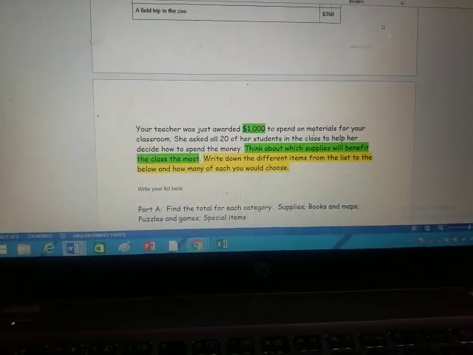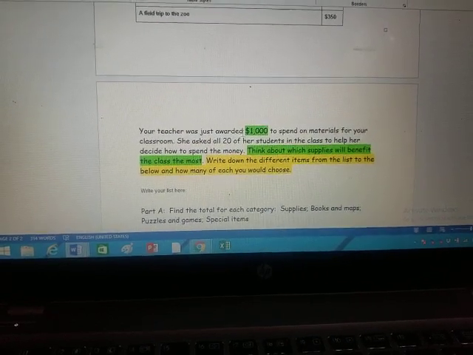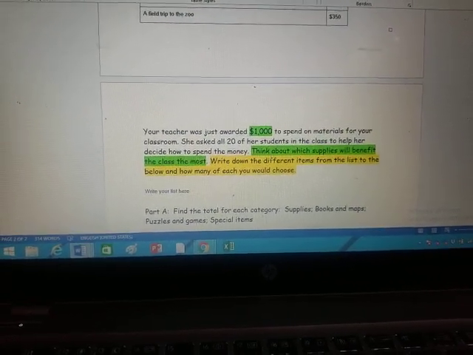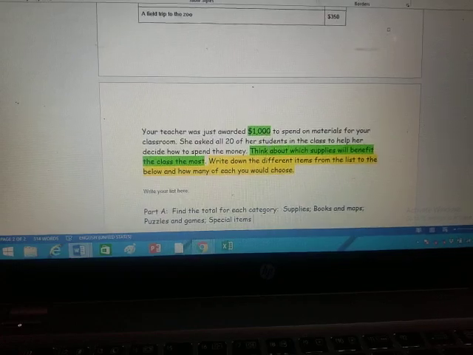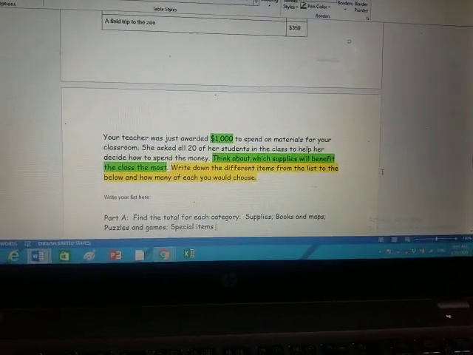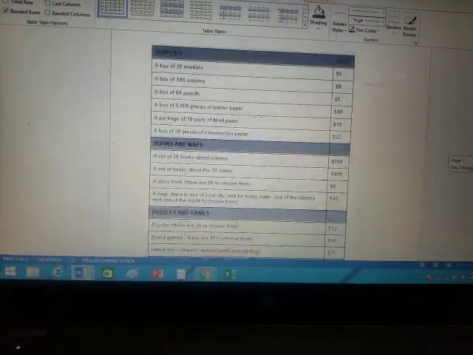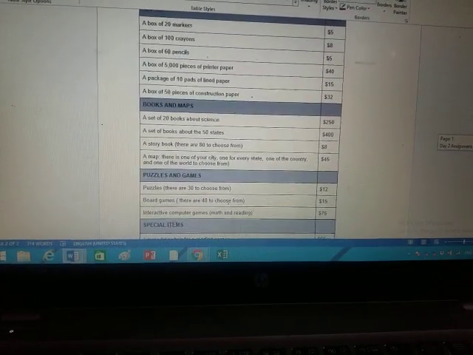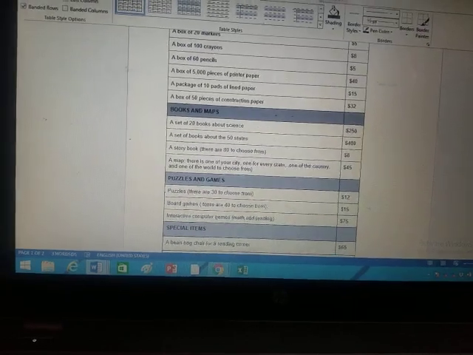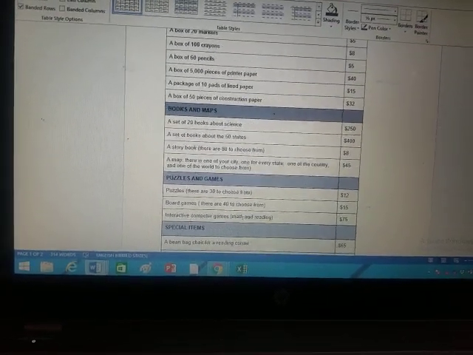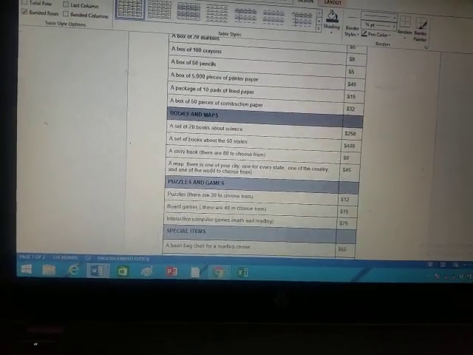So please don't skip this part right here. This is why I highlighted it. It says, think about which supplies would benefit the class. So again, you're helping me spend $1,000 on my classroom. What do you think out of all these items would be most helpful in the classroom? Think about my classroom. You're in my classroom every day. What are some of the things that I really need for my classroom?